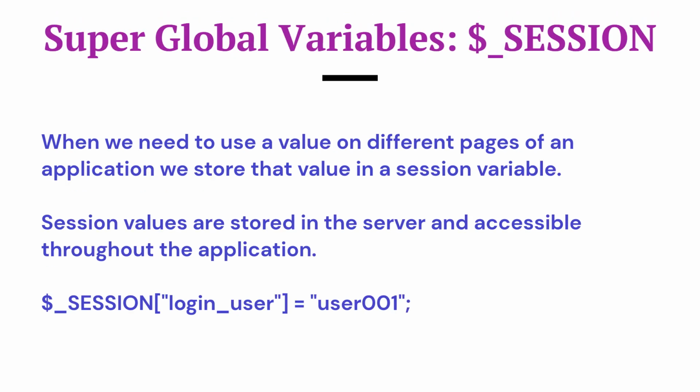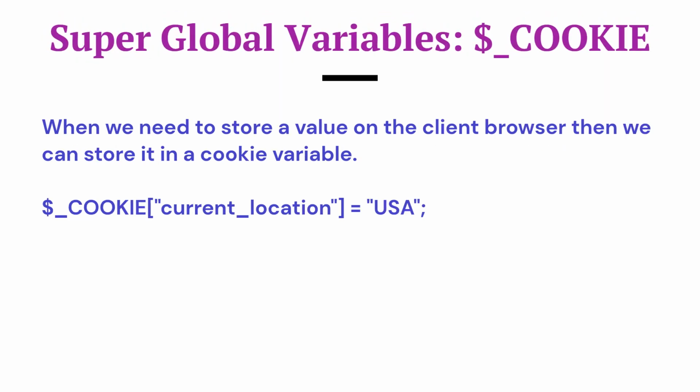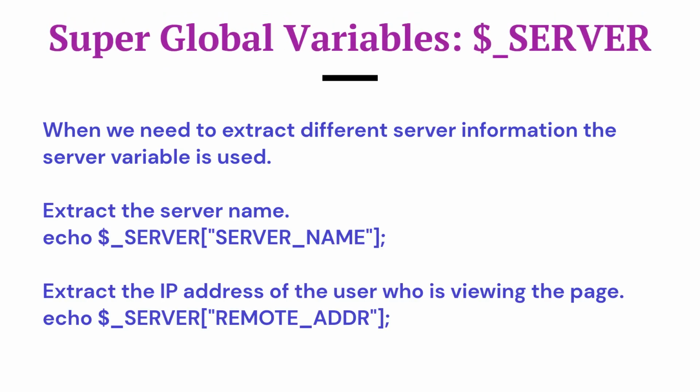Let's start with phase 2. We are explaining with examples. $_SESSION. When we need to use a value on different pages of an application, we store that value in a session variable. Session values are stored in the server and accessible throughout the application. $_COOKIE. When we need to store a value on the client browser, then we can store it in a cookie variable. Let's start with phase 3.